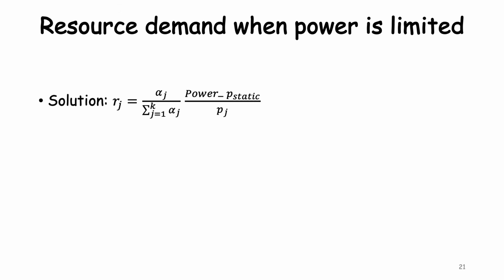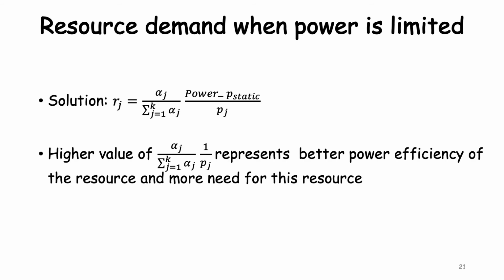There are analytical solutions to the Cobb-Douglas indirect utility function to derive the optimal allocation of direct resource that maximizes the performance under a power constraint. Specifically, we want to allocate resource in direct proportion to its marginal performance benefit, denoted as alpha j, and inversely to its marginal power needs, denoted as pj. Higher value of alpha j over pj represents better power efficiency of the resource as we derive higher performance per watt and consequently a more need for this resource.